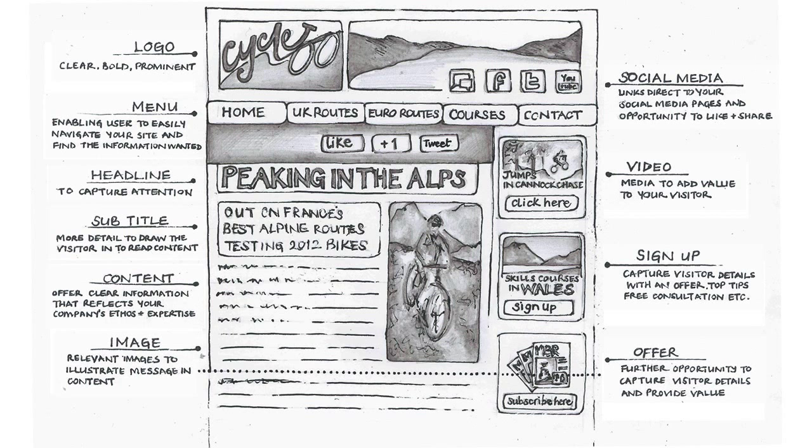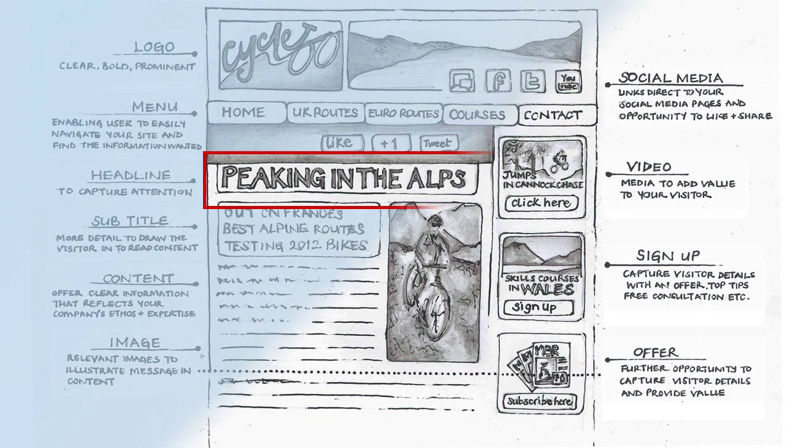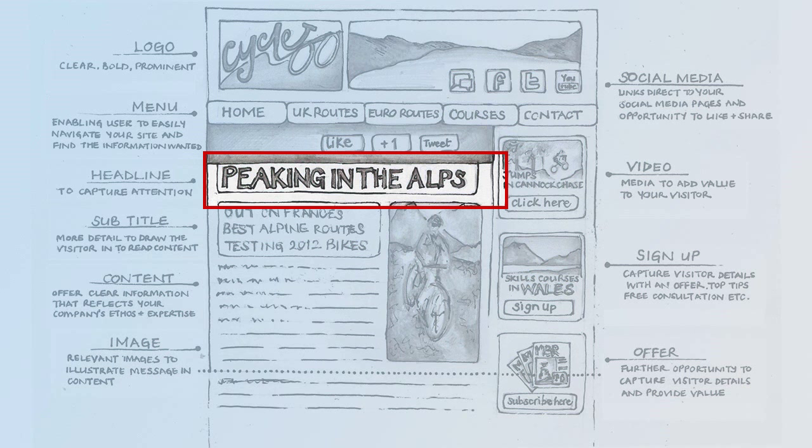So first of all, we've got this particular website, which is all about information provision. So it's about getting people a lot of information. On the back of it, yes, we can see that they're going to do some courses, etc. But the main thing here is it's a core interest group. So it's Peaking in the Alps, a story about going out to France, etc., and doing the best alpine routes. This is a story that's of interest to a specific interest group.